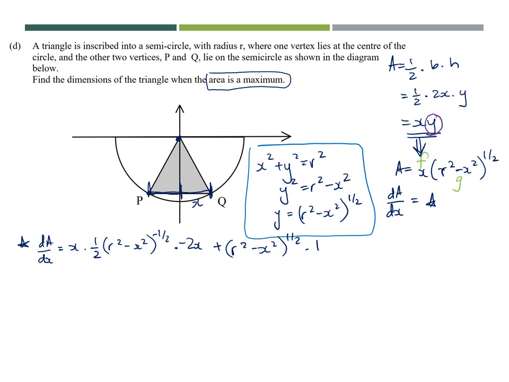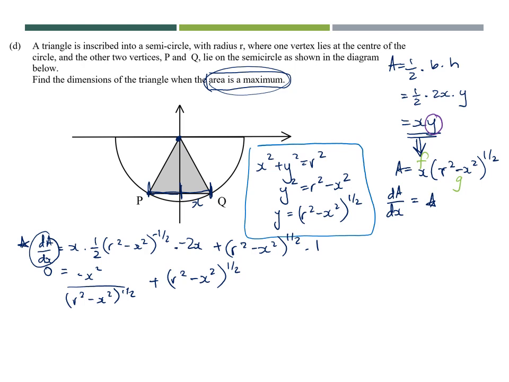Okay, so tidying this up, a half times 2 is 1, x times x, that's going to become negative x squared over r squared minus x squared to the power of a half, plus, that's going to be r squared, not plus, sorry, minus x squared, all to the power of a half. Now the maximum suggests that my dA by dx is 0. So now I've just got to solve whether this is equal to 0.